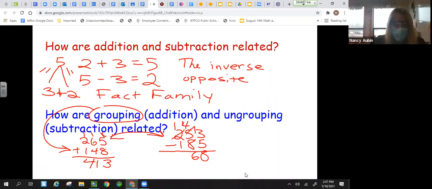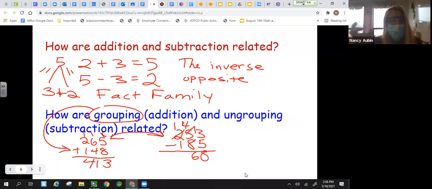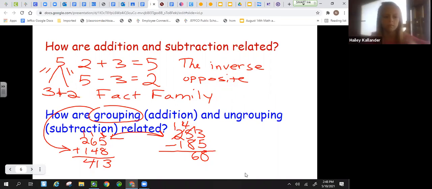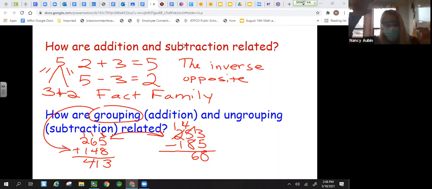Let's hear from you guys. So Reese just got here. Haley, can you unmute? How are grouping and ungrouping related? They're related because they're both, like grouping is adding, and then ungrouping is subtracting. And so they're related because they both find out answers. Okay, but what about making a new group and undoing one to get another one? How is that alike? So we make one in addition, and then in subtraction, we have to take one out to make one.